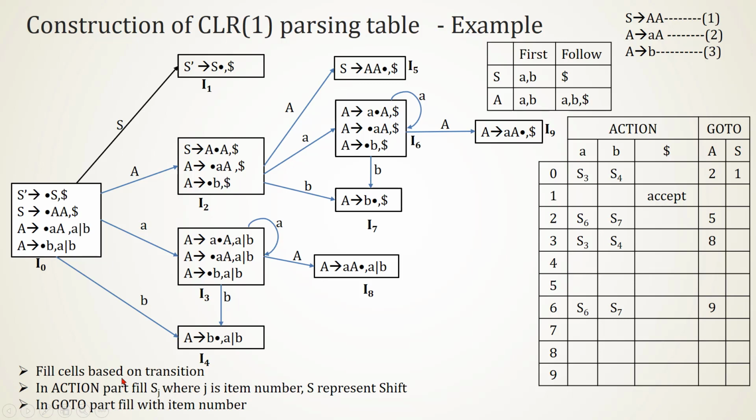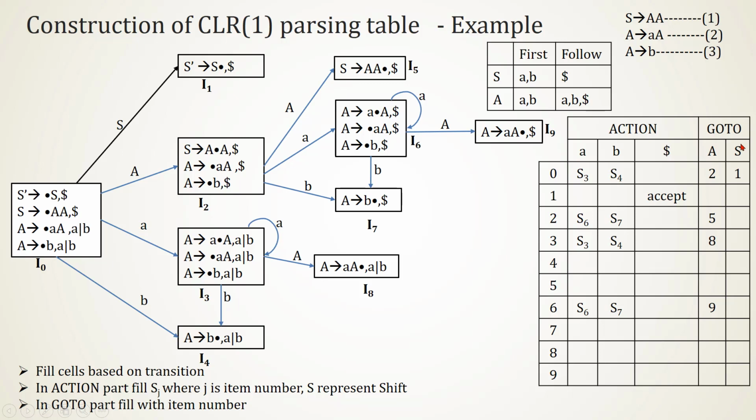Then fill cells based on transitions. In the action part, fill Sj where j is the item number and S represents shift. In the goto part, fill with the item number. This procedure is the same as in LR0 and SLR1. Here from 0 on small a, I am moving to 3, so I have written S3. From 0 on B, I am moving to I4, so under B in row 0, I have written S4. Similarly, I have written all the shift moves.